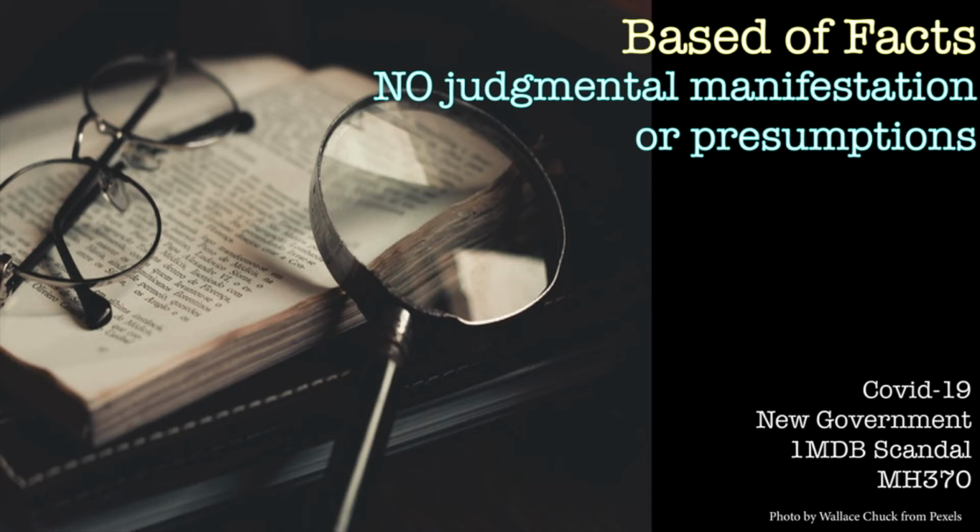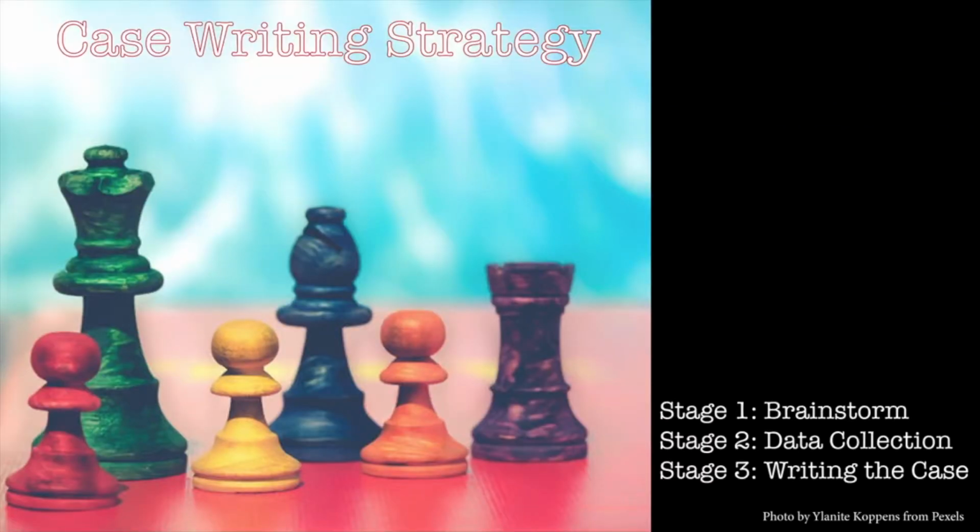So what you can see is, so far I have provided you an extensive overview of what a case study is all about. Now, let's dive into some technicalities. Writing a case study involves a three-stage strategy. The first stage is brainstorming. The second stage is data collection, and stage three is writing the case. Let's explore them one by one and see how a case study is manufactured.